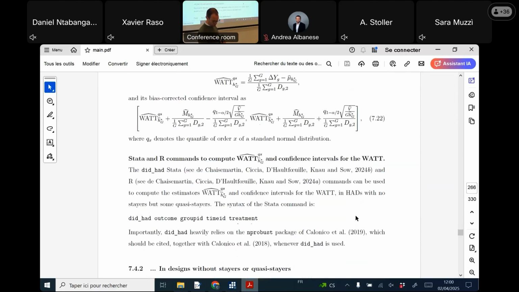Okay, and so we've implemented our estimator in the did_had Stata and R packages. Essentially all the heavy lifting inside the package is actually done by the nprobust package of Calonico and co-authors. So if you end up using that package, you should also cite this package here.